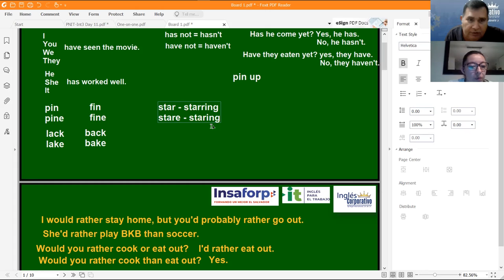And there are other words like this, so I started to look for similar words, putting them together. Lack, lake, back, bake, okay? Tack, take, for example. You say, teacher, what is a tack? One of those things that you put on the, how can I say, bulletin board to clip things. Yes, that would be a tack, thumb tack.